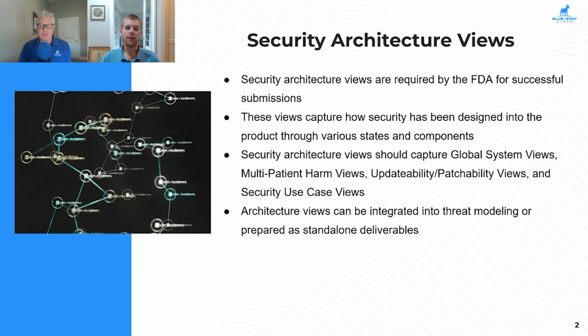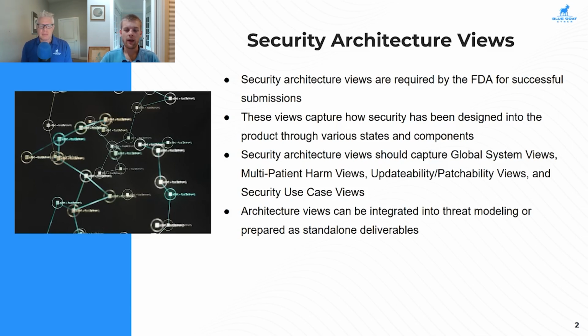Now, this can be a very easy integration into your threat modeling, since you can often use the same diagram for a global system view and a threat model diagram if you're capturing the appropriate level of detail, the right data flows and connections, and then you just have to map applicable threats to each of those components. You can even go down into some of the other views and discuss how threats would map to different use cases or scenarios.